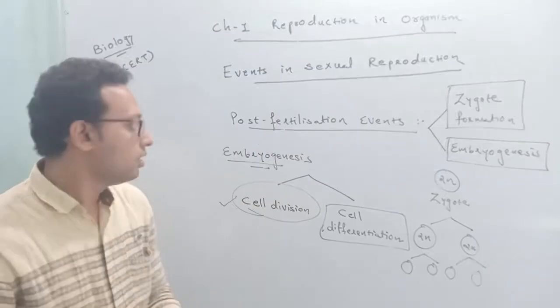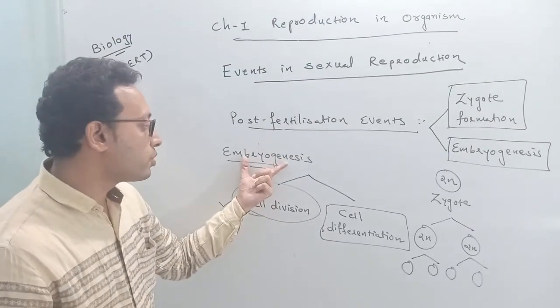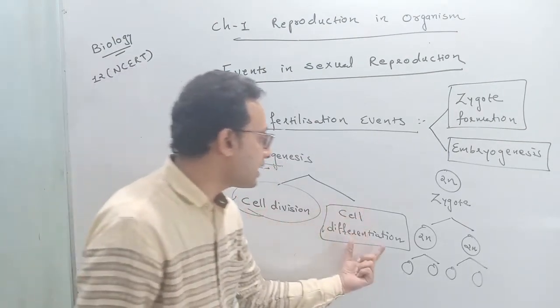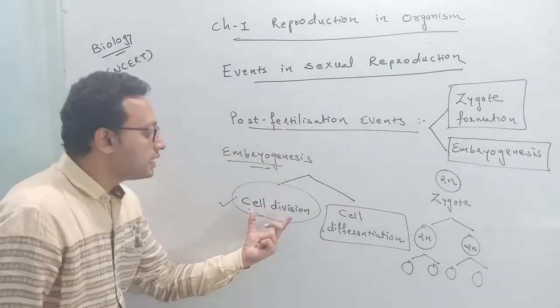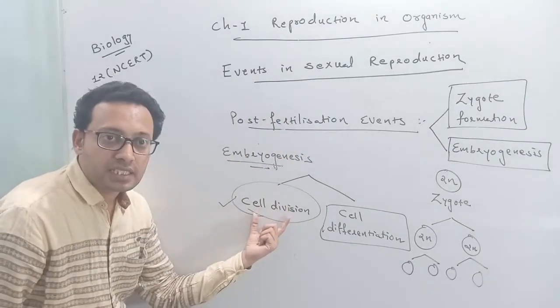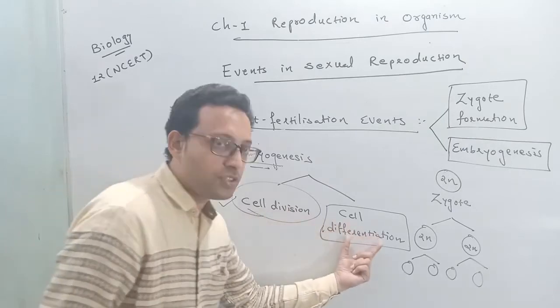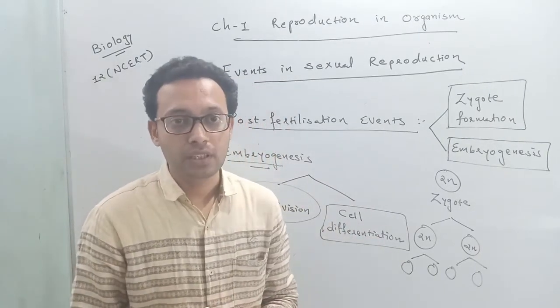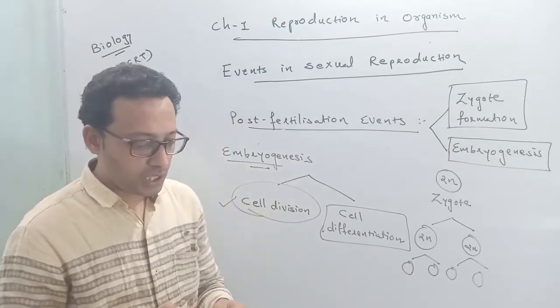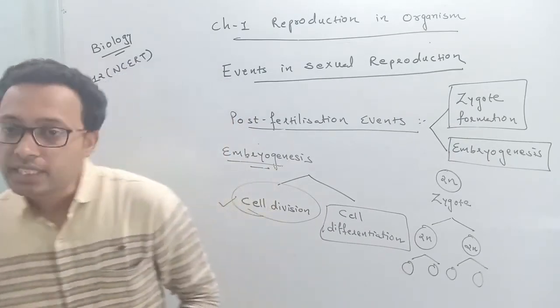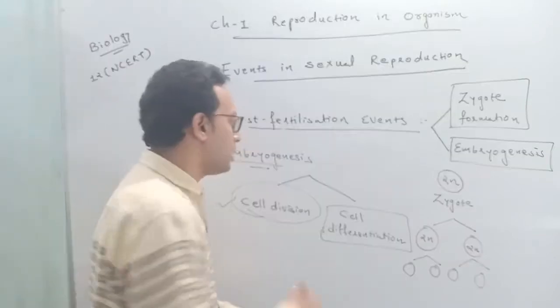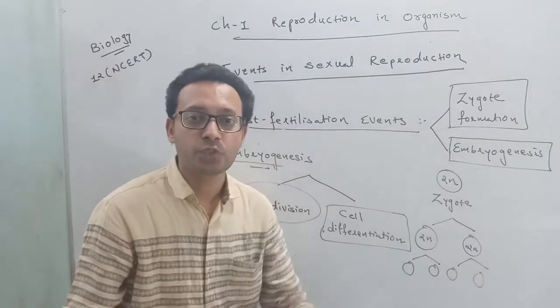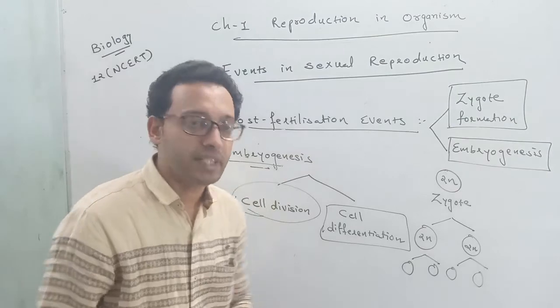Clear, students? So embryogenesis involves two processes: cell division, and the second one is cell differentiation. Cell division increases the number of cells, and cell differentiation leads to the maturation of cells. So these are the two processes which occur. Now let's discuss how the process of embryo formation occurs in different types of living organisms.